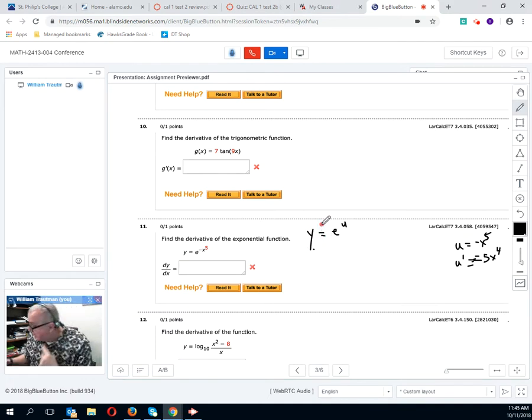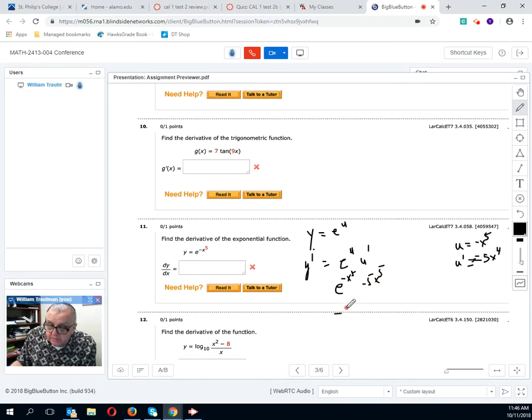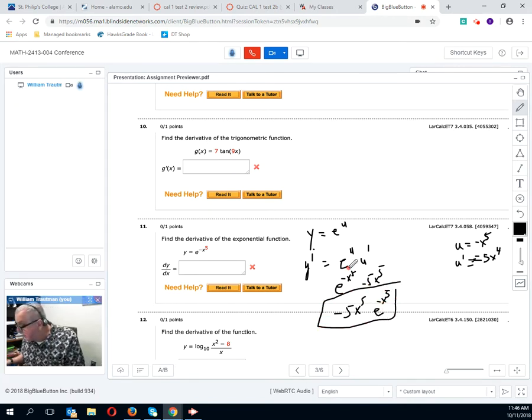If you look at the derivative of e to the u, it's just e to the u. But since we're using the chain rule and u could be more than just an x, then we do u prime. So the answer is e to the u, which is e to the negative x to the 5th, times u prime, which is negative 5x to the 4th. Normally you put that in front: negative 5x to the 4th, e to the negative x to the 5th. And that's what the problem would look like.